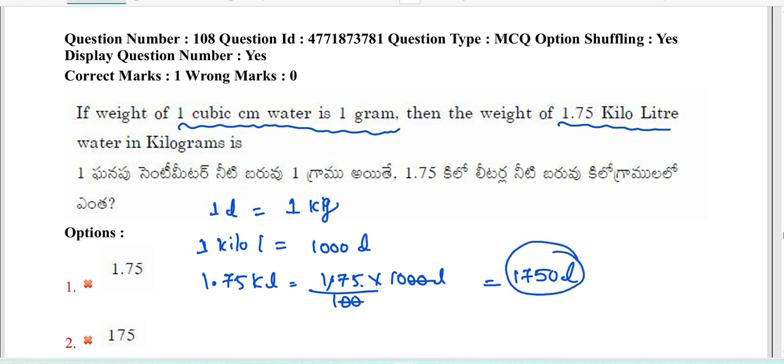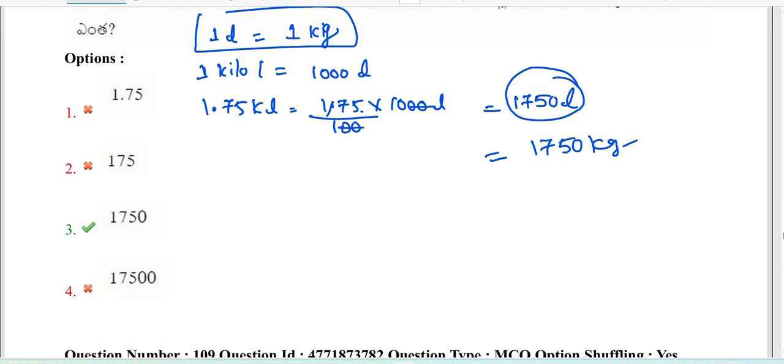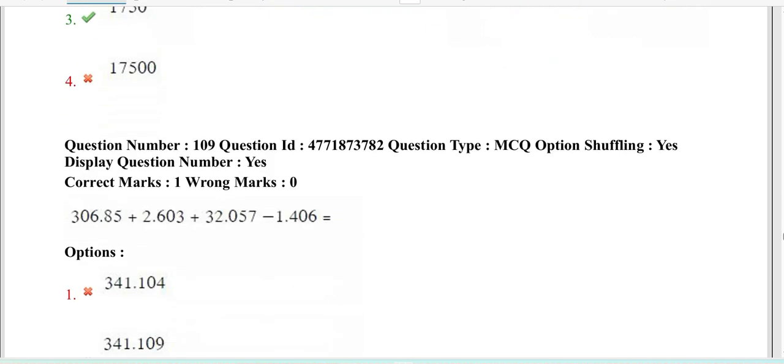We have 1750 liters. But what is the weight of these liters? We know that 1 liter is equal to 1 kg. So 1750 liters means the weight is 1750 kgs. That is the third option, the correct one. Now let us see the next question.